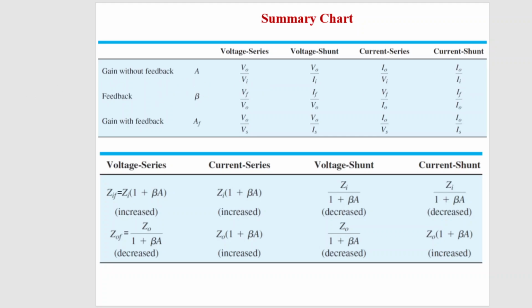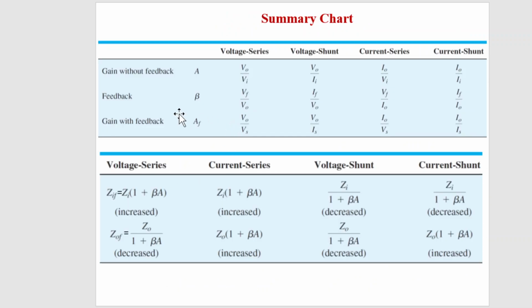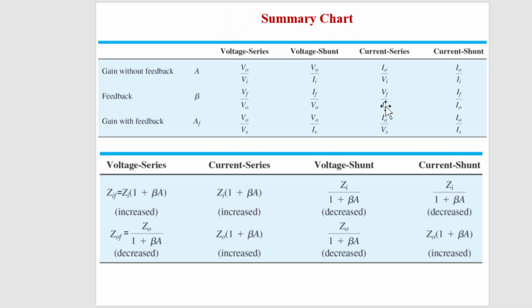And we have mentioned that in the connection type also, if you remember, here this was mentioned Vo upon Vs, Vo upon Is, Io upon Vs, and Io upon Is. Similarly, if you look at the feedback beta in the circuit, here beta was Vf by Vo, here If by Vo, here Vf by Io, and here If by Io. So same thing I have tabulated here: Vf by Vo, If by Vo, Vf by Io, and If by Io.